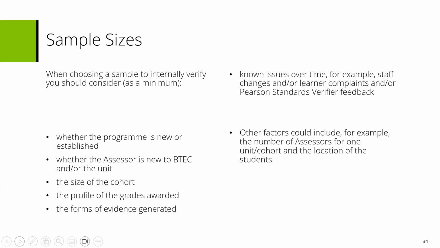Have there been any known issues over time? For example, have there been any staff changes? Or have you had any learner complaints regarding grading? Or have you had any Pearson Standards verifier feedback? And if you have, that would mean that you would have to alter your sample size accordingly. Other factors may include if you have multiple assessors on one unit, or the location of the students. If they are in multiple locations, you must standardize across those locations.